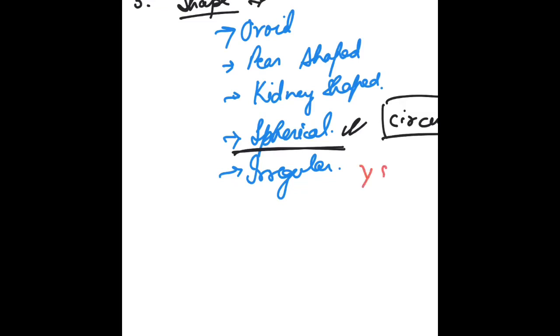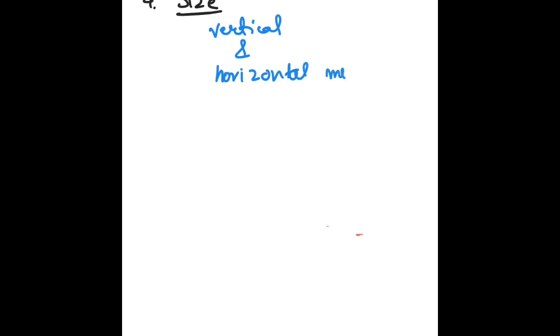Why? Because we don't know the deeper dimensions of the swelling during inspection particularly, and even in palpation you cannot have much idea. So you are going to say it is spherical, right? Again, while talking about the size, you need to mention the size of the swelling in both vertical and horizontal dimensions. And this should be the maximum vertical and horizontal extent of the swelling.